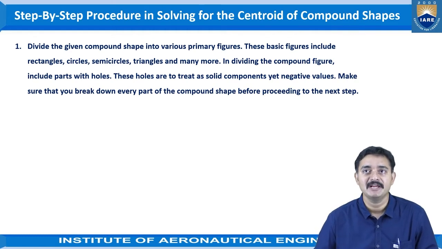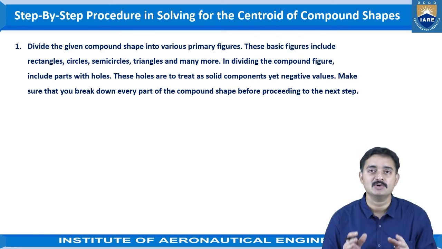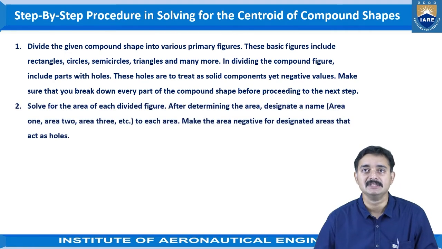Make sure that you break down every part of the compound shape before proceeding to the next step. The total given lamina, the compound shape, should be divided. Then solve for the area of each divided figure.